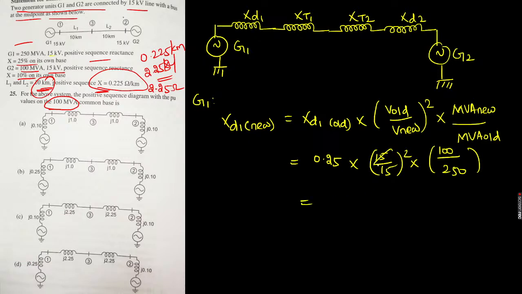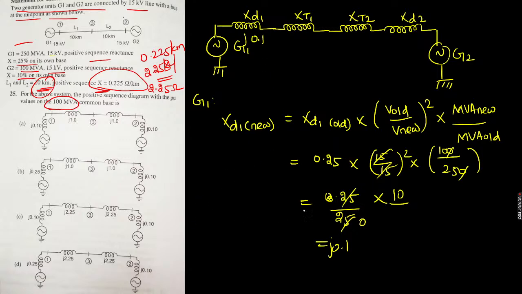Fine, sir. Reduce it. Anyway, it will be cancelled out. It will become 0.25 into 100 divided by 250. 100 into 0.25 will become 25, divided by 250. It will become 0.1, j 0.1. So this will be equal to j 0.1. First one is over. Next, sir, if G1 is j 0.1, what about G2?